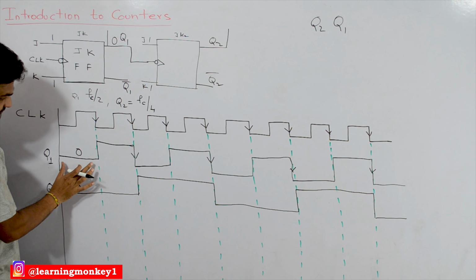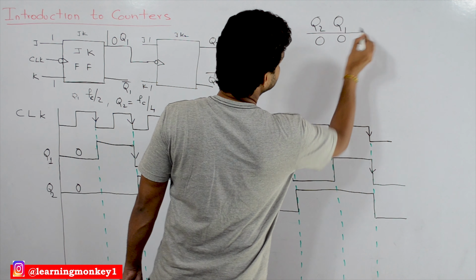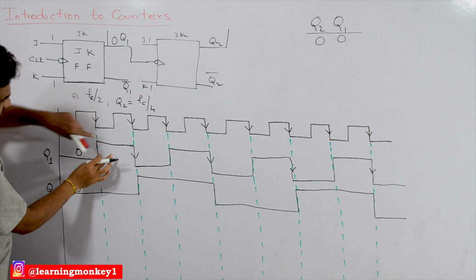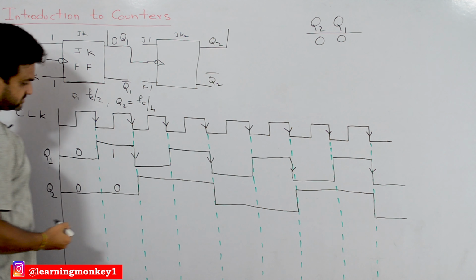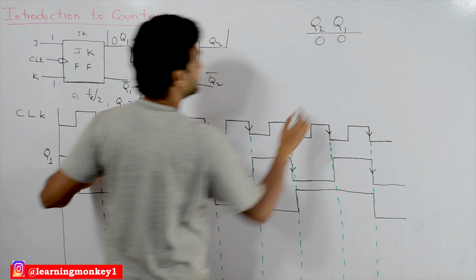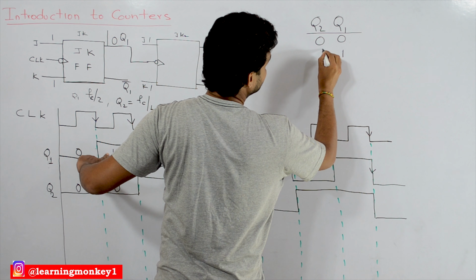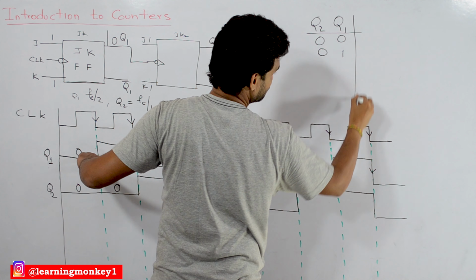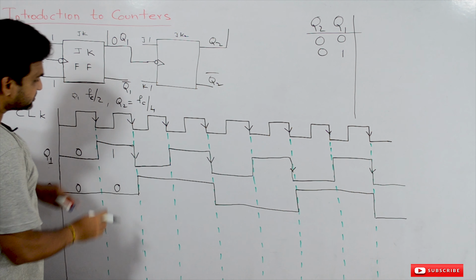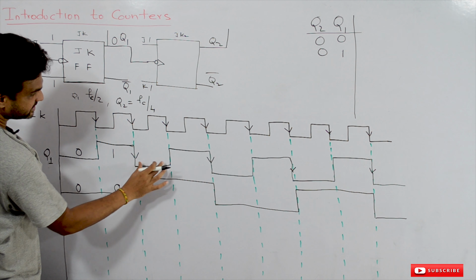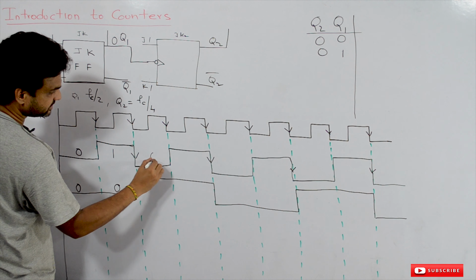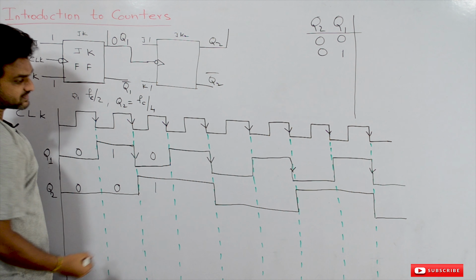For the first clock cycle it is 0 0. In the second clock cycle, Q1 is 1 and Q2 is 0. Okay, next clock cycle, which means this phase. Here it is 0 and this is 1.